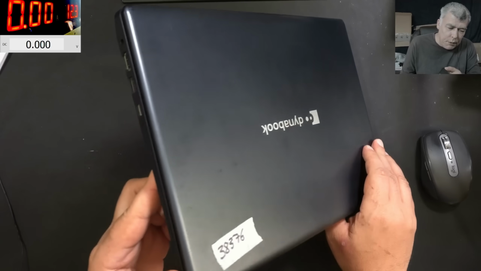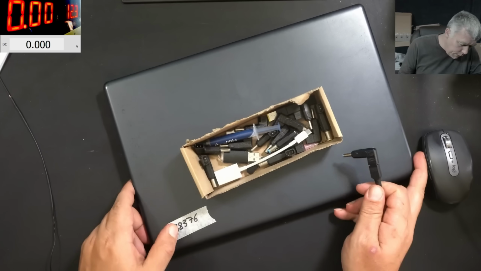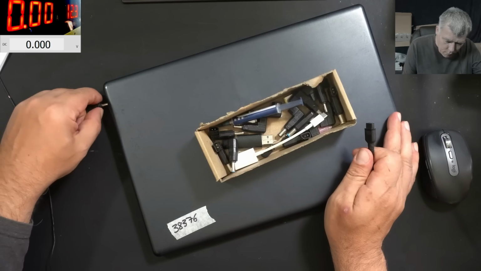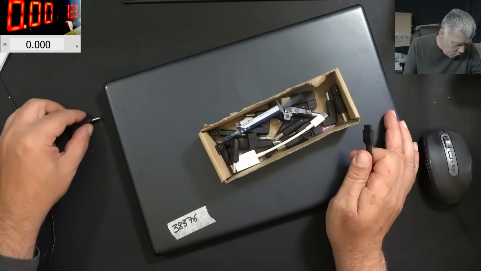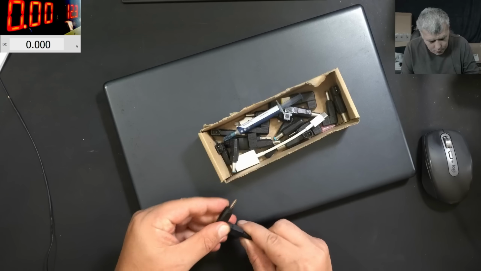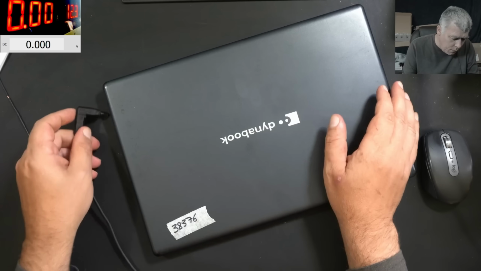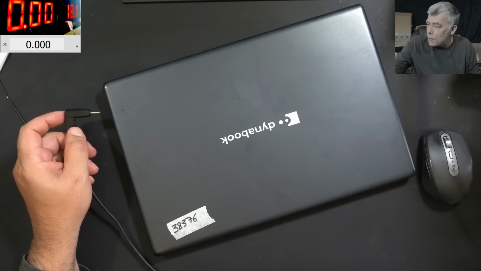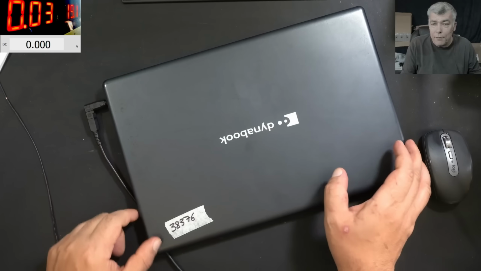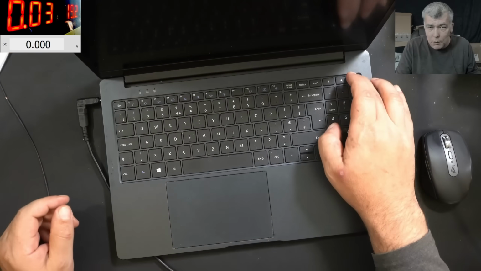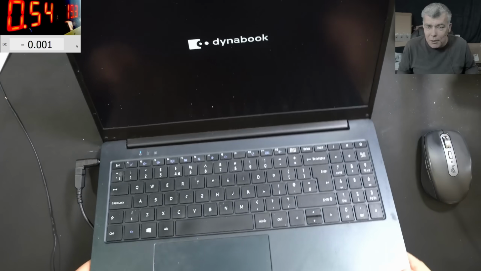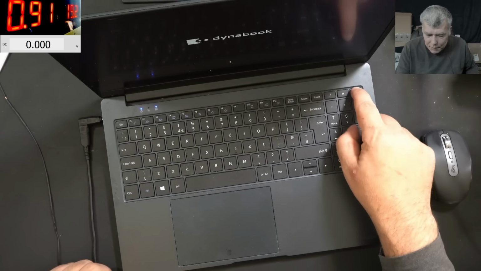Let's plug a charger and see what it's doing. Let me find the right plug. Yeah, that's the one. So 19 volts, plug in the charger, and it's taking like 30 milliamps, and that's all it's doing. And probably the laptop is working. Yeah, it is working. It is coming on. Coming on, picture, everything fine. And it's loading Windows.